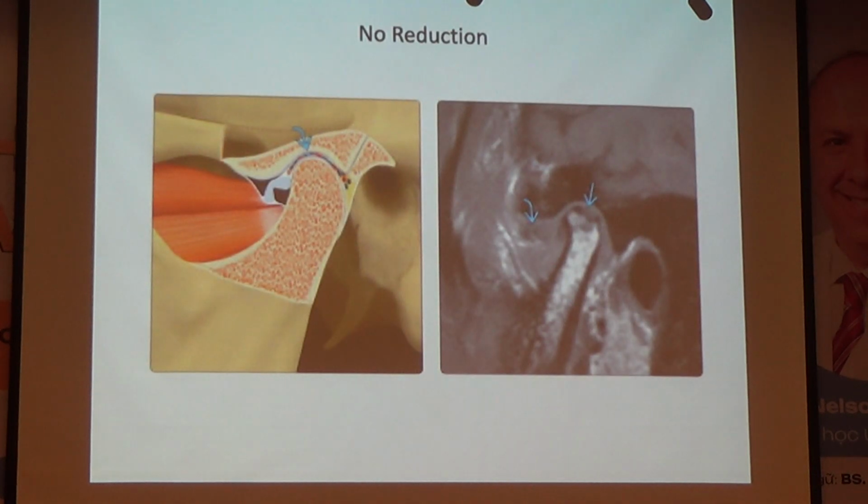No reduction, exactly what I say. So the patient tries to open, but the disc bends and impedes the condyle from moving forward. You can see the disc here bent. So you see, this patient cannot open.